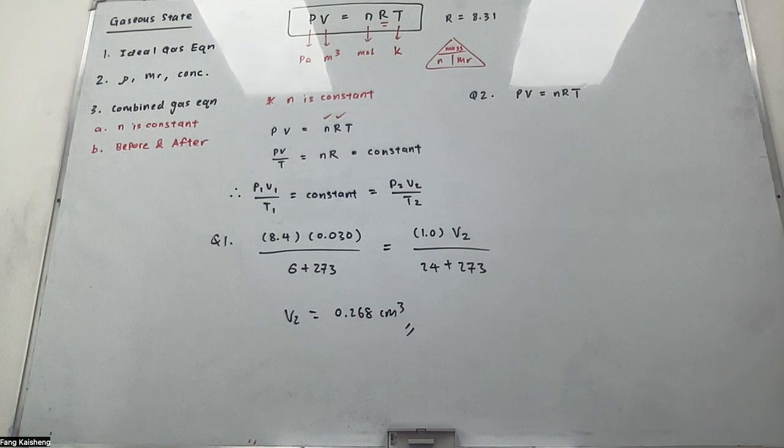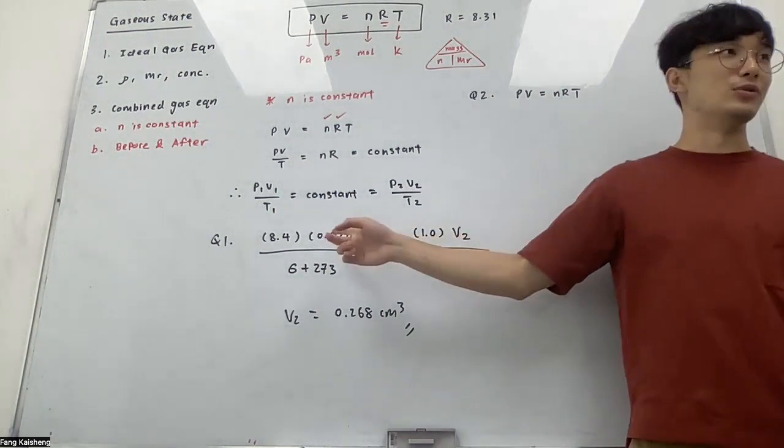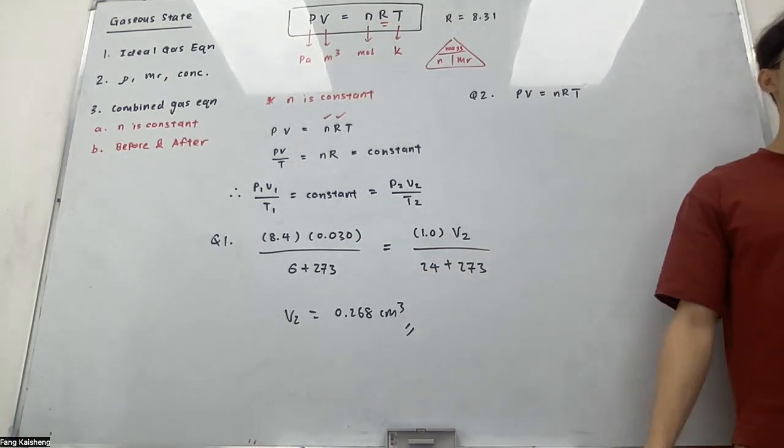Okay, so question one is in cm cube. You will also keep your answer in cm cube. It's fine. You'll cancel out the conversion.